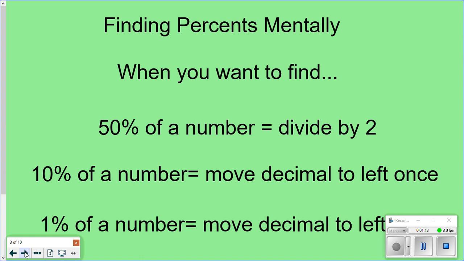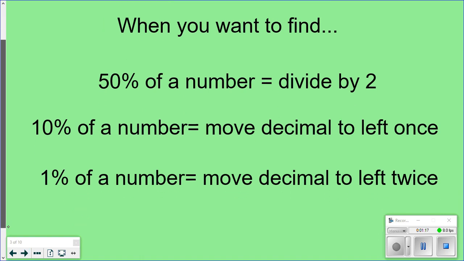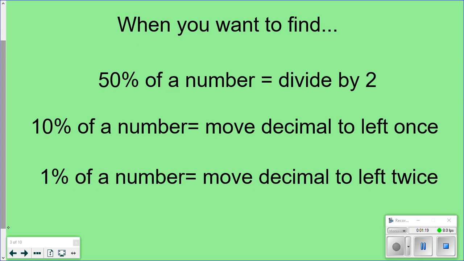So, how to do this mentally? There's a few simple rules to do this mentally. And the first simple rule is how to make things 50%. To find 50% of a number, all you do is you take your number and you divide it by 2. The second one, which is used probably the most, is how to find 10% of a number.